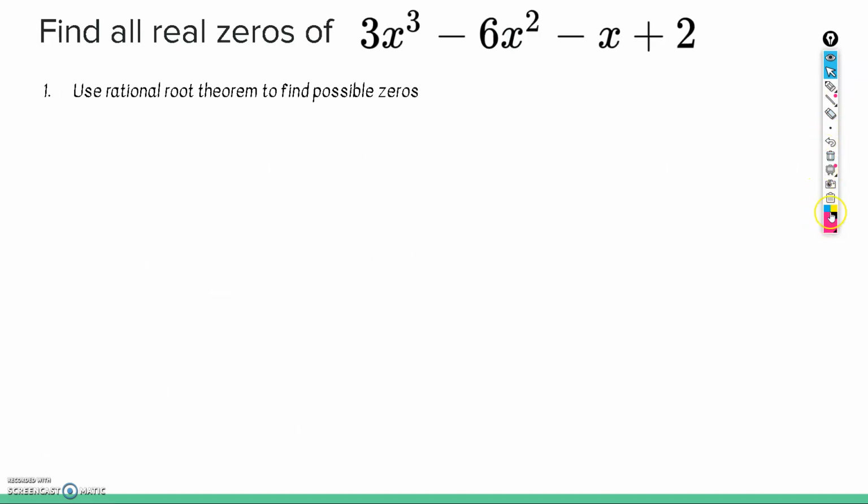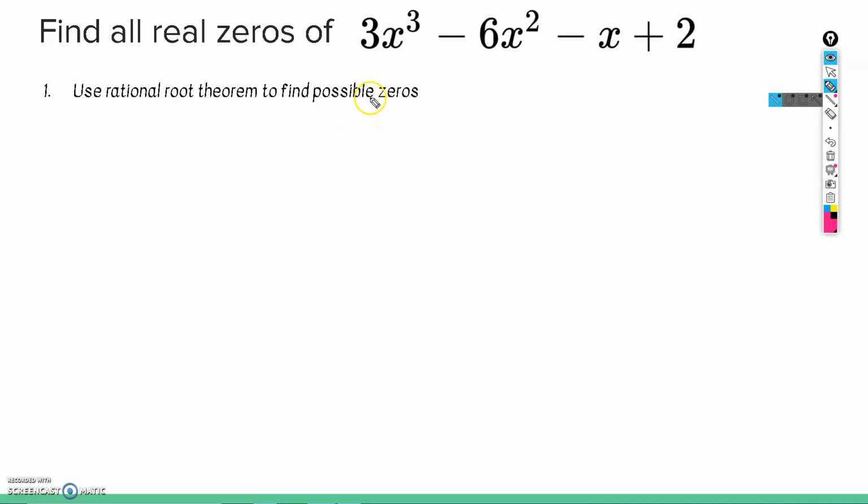Here's our example. Find all real zeros of this polynomial, 3x^3 - 6x^2 - x + 2. I'm going to skip over Descartes for now. We can use Descartes later as an upper bound. If you're not sure whether these are the zeros or not, you can check yourself by using Descartes. So use the rational root theorem to find all possible zeros.